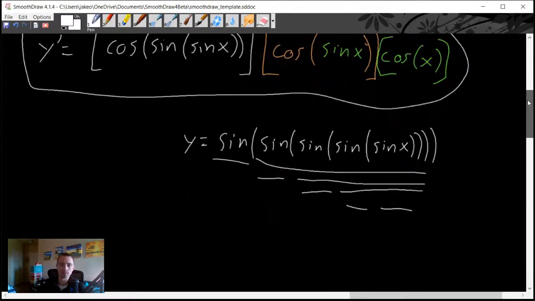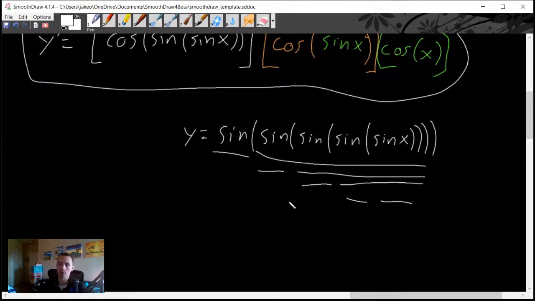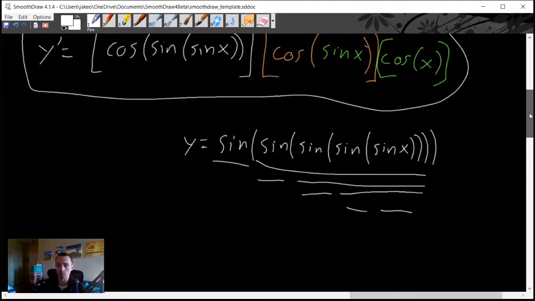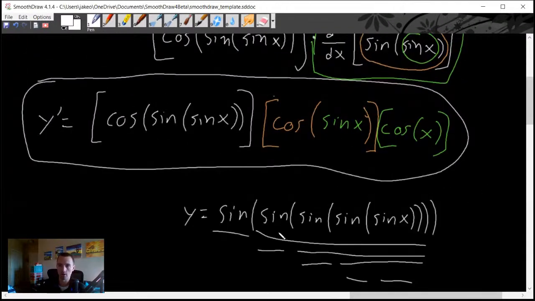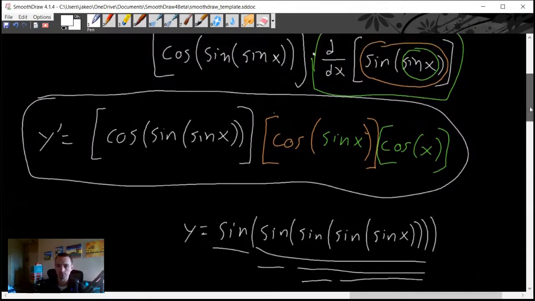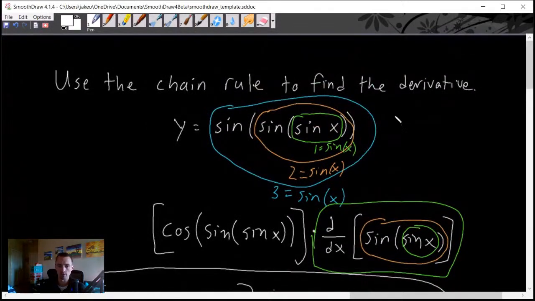So I'm not going to go through this example, but I think this would be a fun example if you want to test this out on your own. Go ahead and see if you can find the derivative of this function using the same process that we just went over with this example up here, finding this derivative.